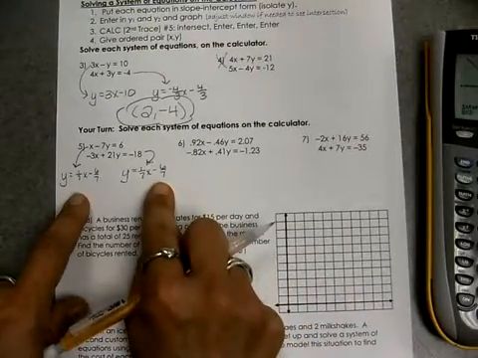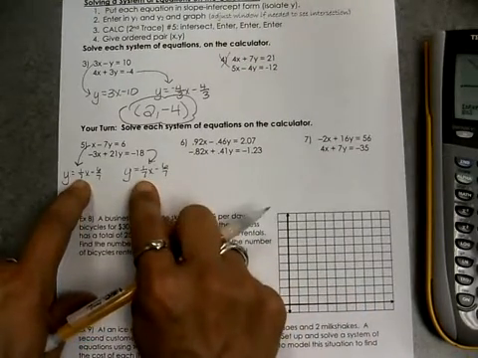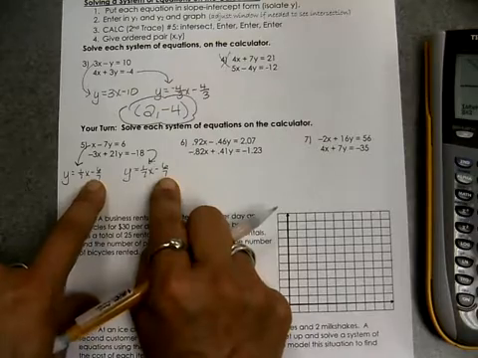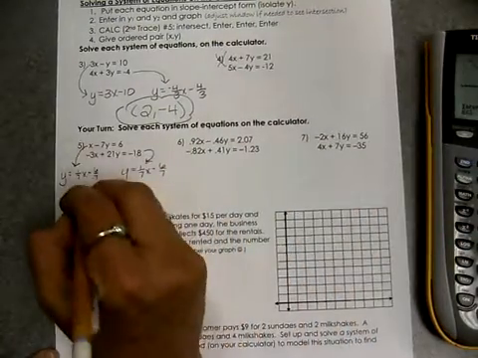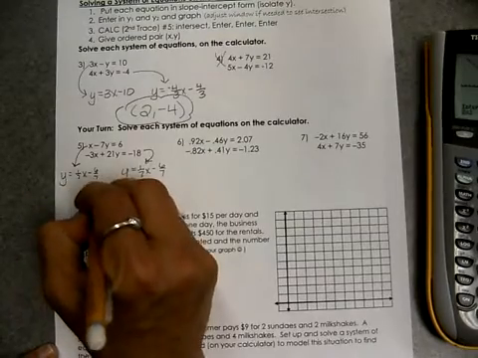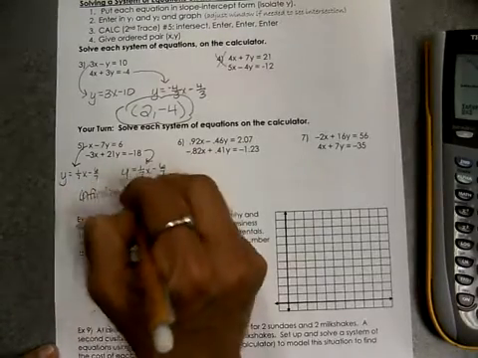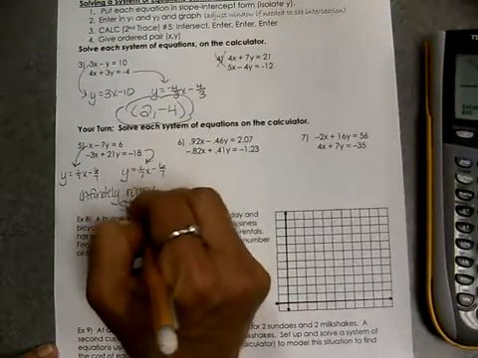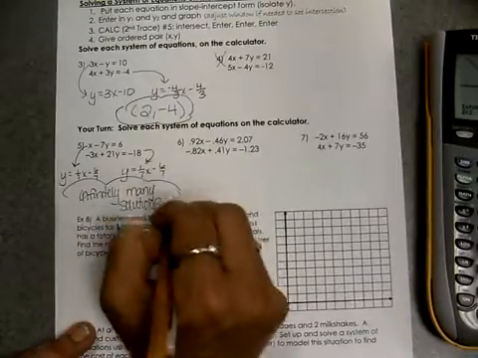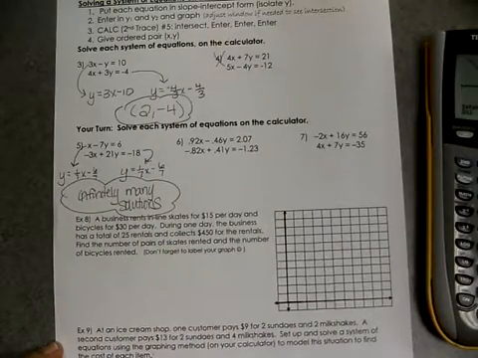What do you notice about these? They have the same slope and the same y-intercept. Those lines are going to be right on top of each other. So we say that this is going to have infinitely many solutions. It would kind of be silly to put that in the calculator, wouldn't it? Because they would intersect at every single point on that line.